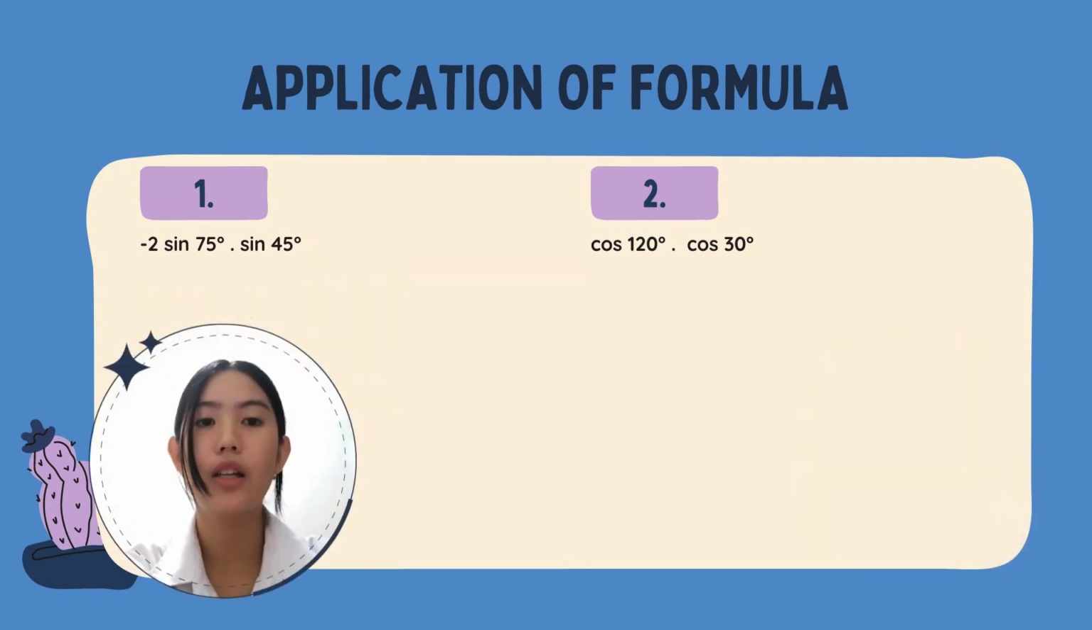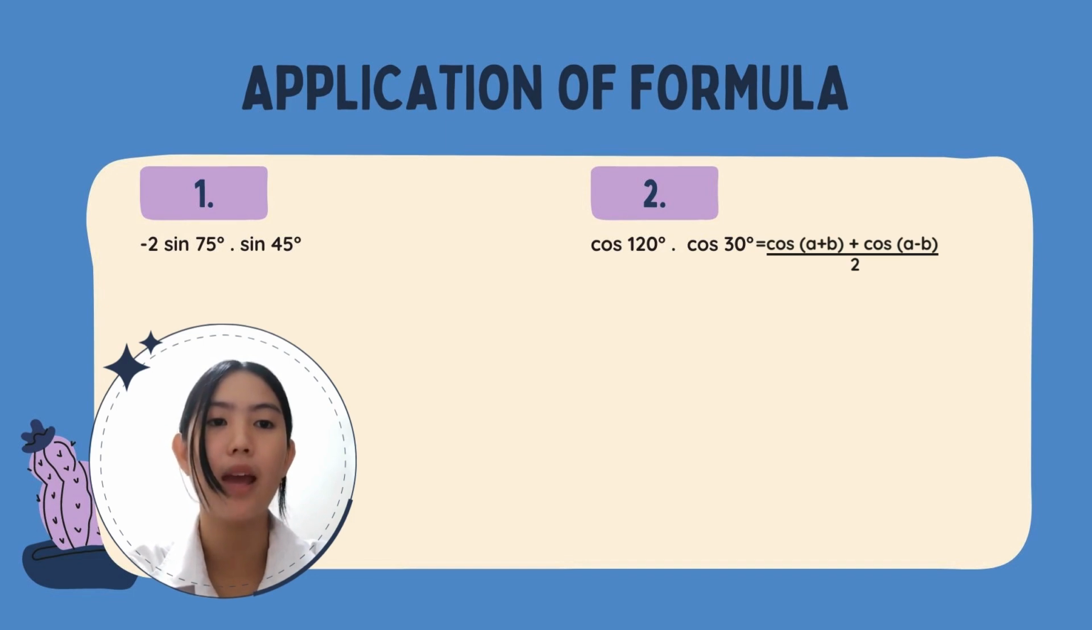Now let's move on to the next question. Here we have number 2, cos 120 degrees times cos 30 degrees. Here you can see that we have cos 120 degrees times cos again 30 degrees. Assume that 120 degrees is A and 30 degrees is B as usual. So for this question, we require the formula of cos A times cos B equals cos(A+B) plus cos(A−B) over 2.